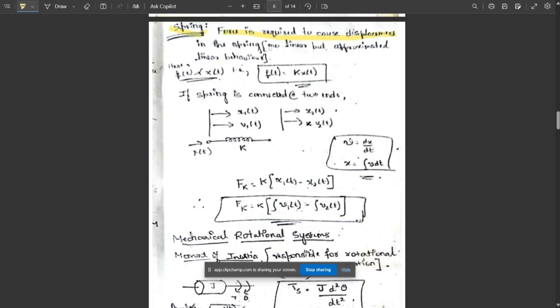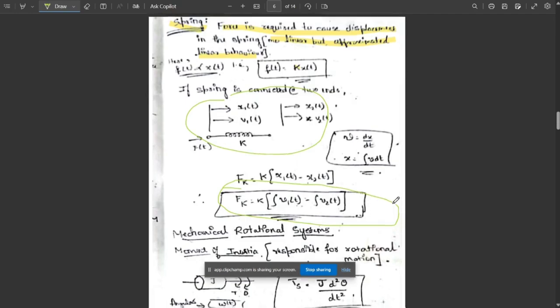It is non-linear but approximated as linear behavior. Whenever you pull a spring, we need a minimum amount of force as well as minimum friction in order to conduct this spring action. So here the spring is represented as force directly proportional to displacement, where force is equal to k into x of t, where k is known as the spring constant. This is how the spring is represented here, and here is the spring where two voltages are applied.